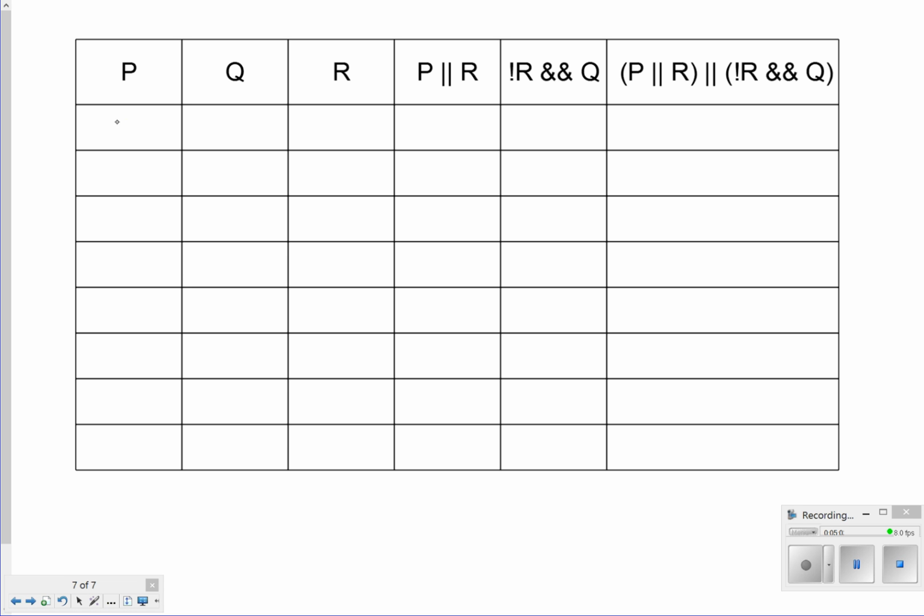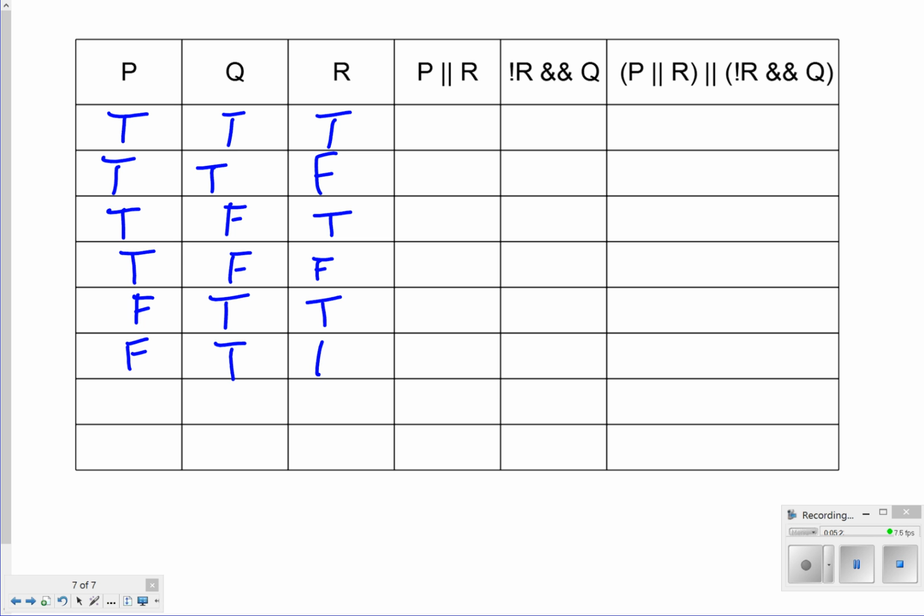And as we add more letters, we increase the number of combinations. So all three of them are true. Or these two are true and this one's false. Or this one's true, this one's false, and this one's true. Or this one's true and these other two are false. So we're going through all the possible combinations of P, Q, and R. Eventually I get to the combination where all of them are false.